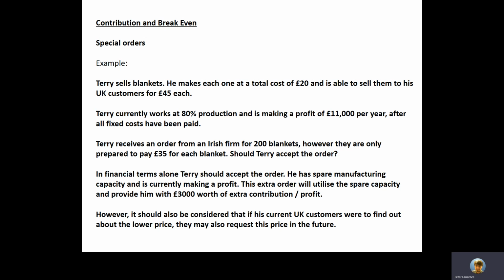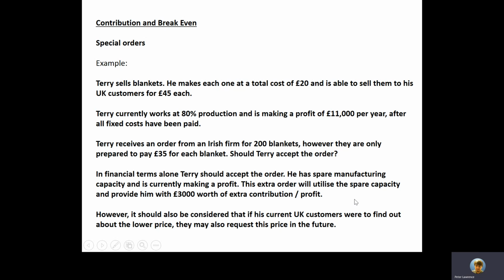But he's received an order from an Irish firm for 200 blankets. They're only prepared to pay £35 per blanket though. So should Terry accept the order? In financial terms, yes, Terry should. He's got that spare capacity, 20% extra production, and he's currently making a profit. So his fixed costs have already been covered.